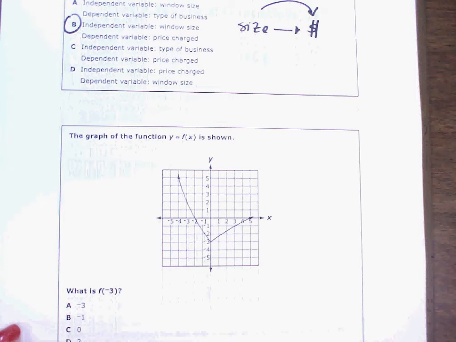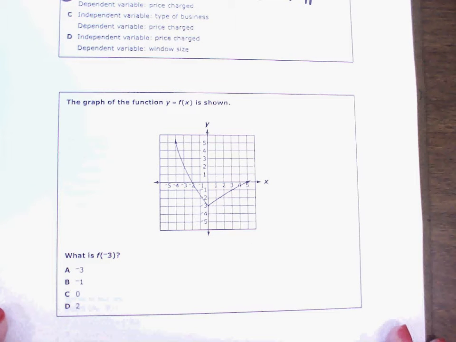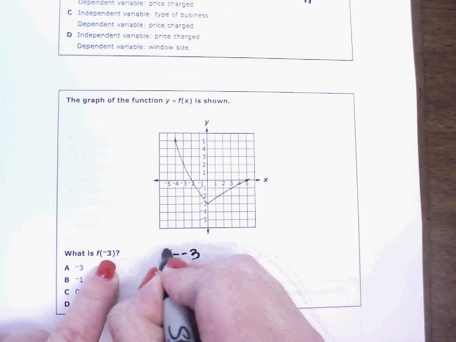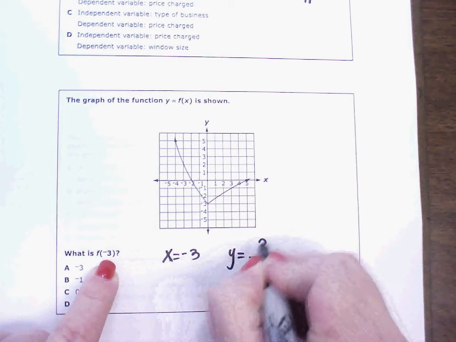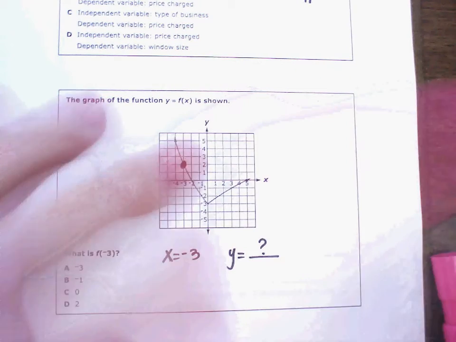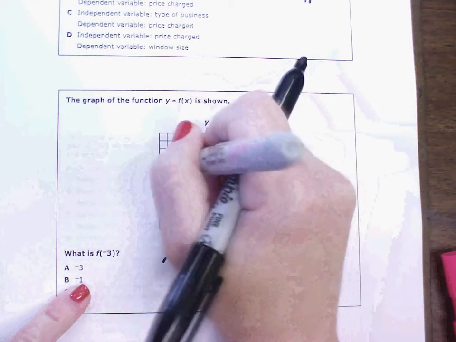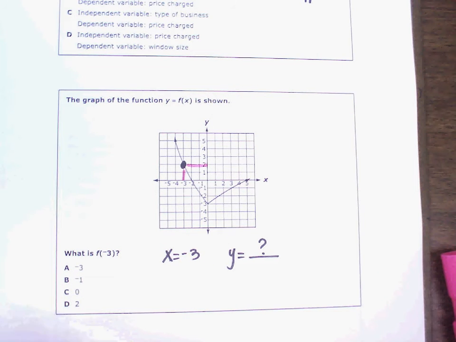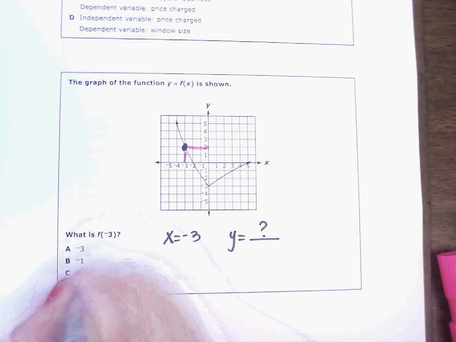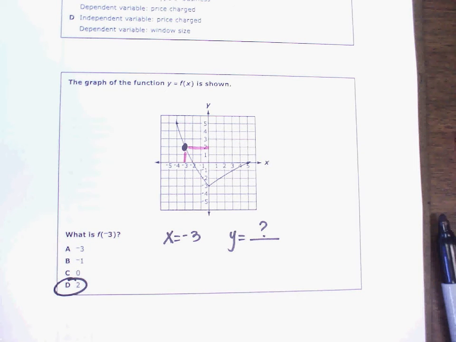And we're going to do this one. This is going to be our last one. The graph of the function y equals f of x is shown. What is f of negative 3? That means when x equals negative 3, what is y? Let's see, negative 3. Let's go up, and now over to that side. So y equals 2.